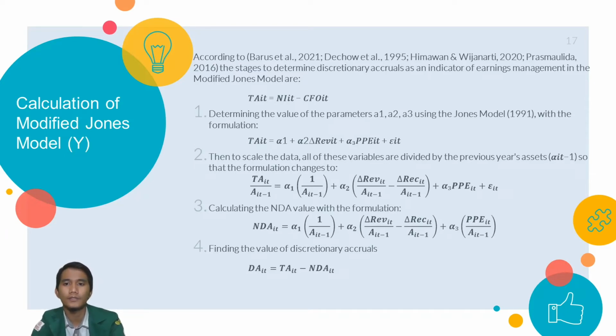According to Barus, Dicho, Himawan in Mijanarti, Prosmolida, the modified Jones model steps are: one, determine the value of parameter A using the Jones model with the formulation; two, scale the data of the variables by dividing by the previous year's size; and three, calculate the NDA value with the formulation, and then find the value of discretionary accrual.